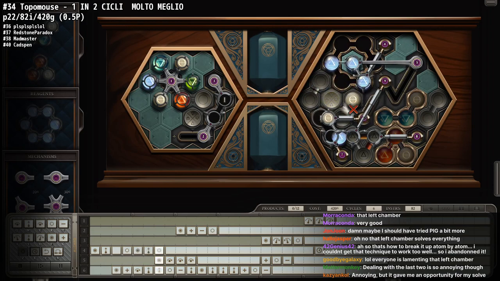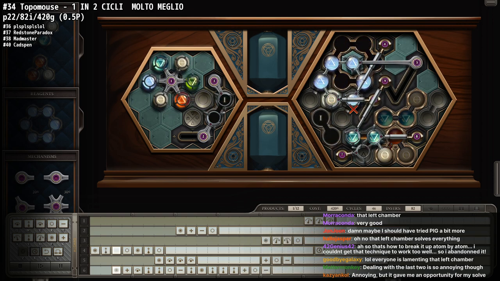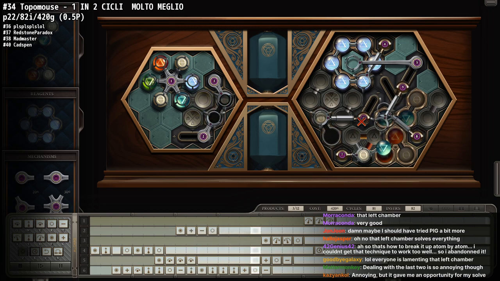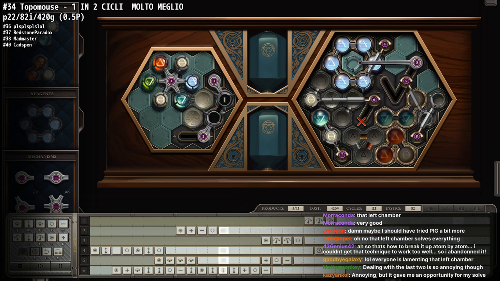Okay, so this one's cool. This one's from Topo Mouse. It's the first non-1P solve we have, so this one only outputs every two times around the tape loop, hence the title, I believe. Oh, it says 0.5P, huh? Yeah.